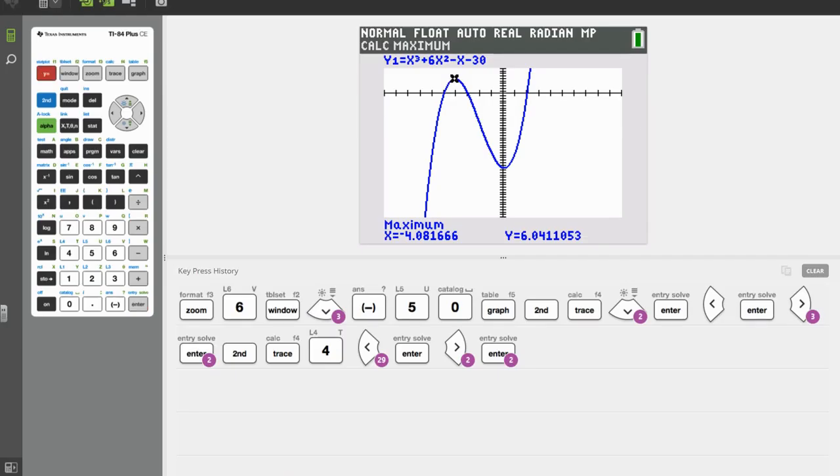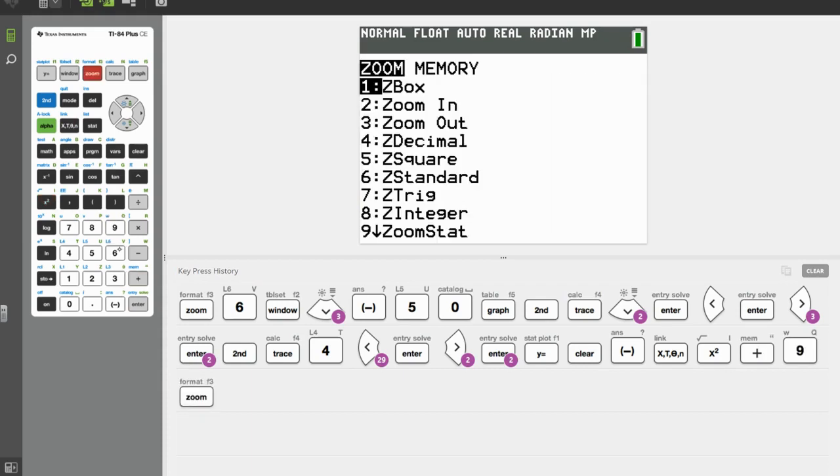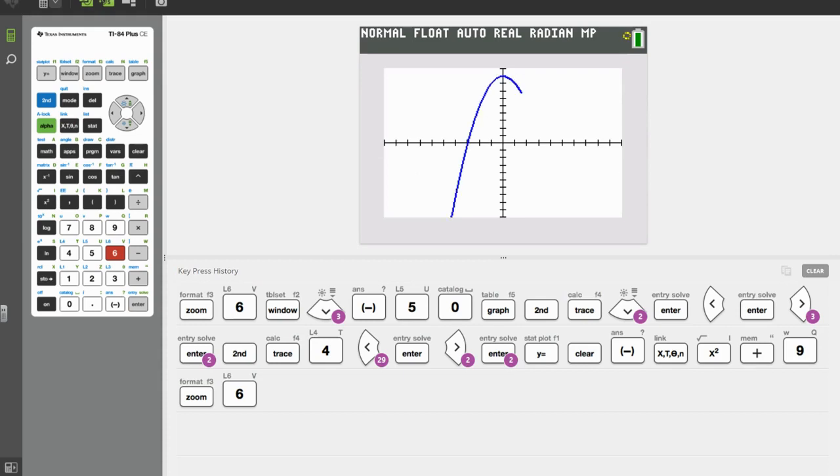We're going to go back to y equals. We're going to clear out our function. We're going to enter in our new function and make sure here you use the negative button that I have highlighted in red and not the minus button. You will get an error if you do that. So it's negative x squared plus 9. We're going to do zoom 6 for a standard window.